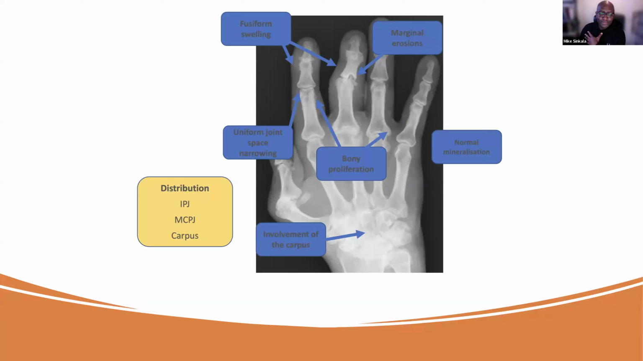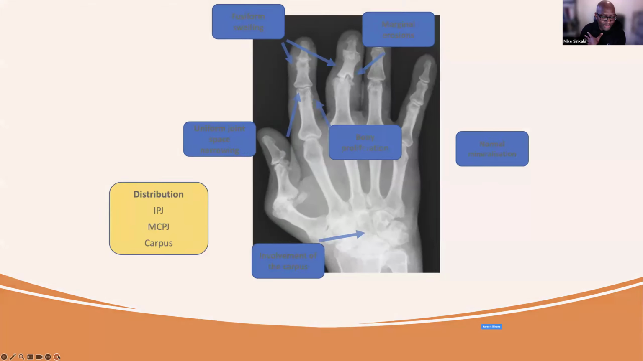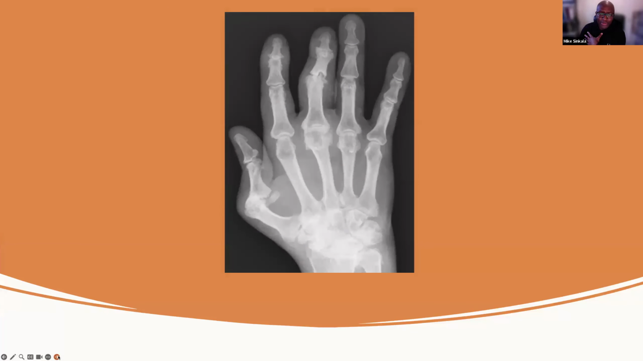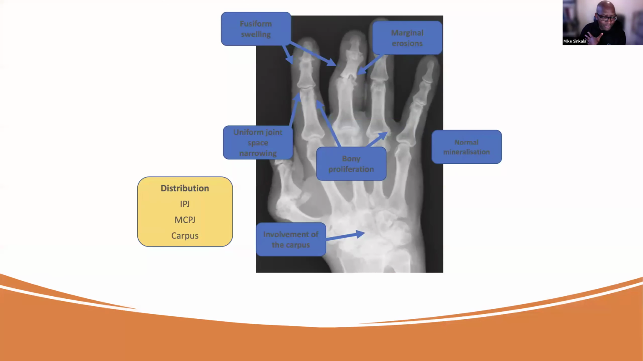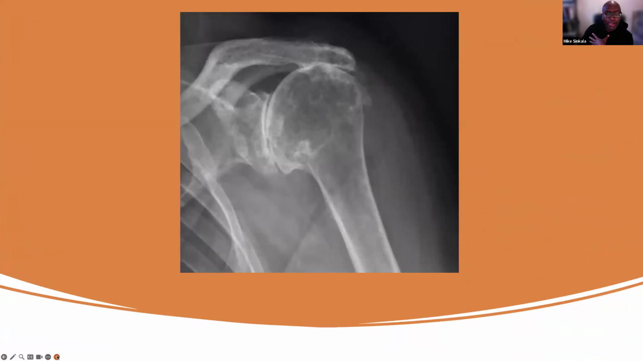This is psoriatic arthritis. Okay. I'll give you these ones. I'm going to sort of revise them in your own time. Notice here that the other feature that you can see here is the shoulder. What we have here is that there is actually osteophytosis, subarticular sclerosis.